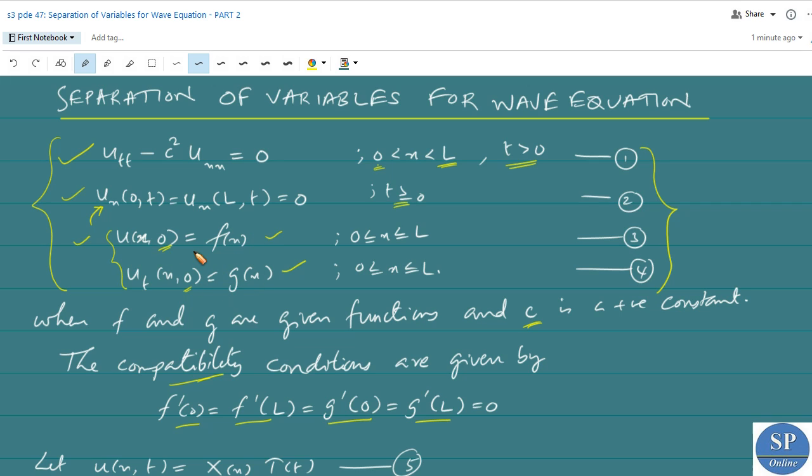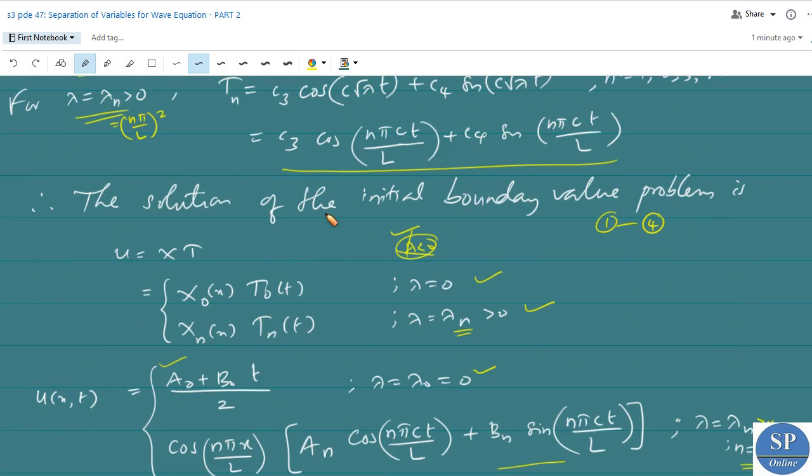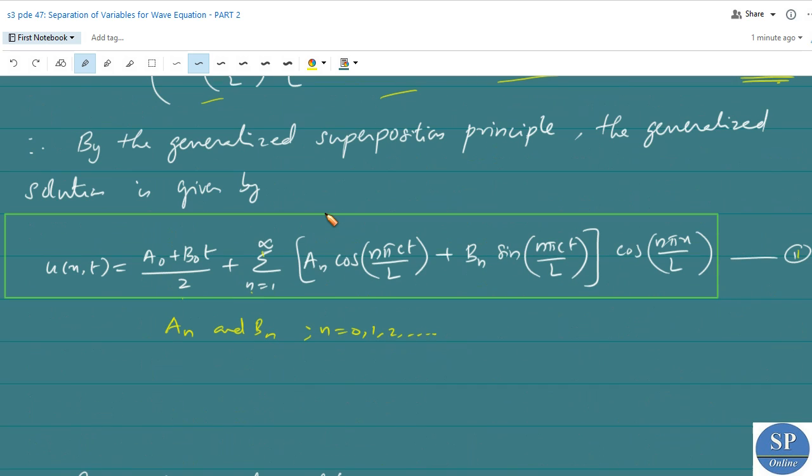Okay. So when we find the solution of this differential equation u_tt minus c square u_xx equals 0 along with the boundary condition, we obtained the solution as u of x,t equal to a naught plus b naught t by 2 plus summation n from 1 to infinity (a n cos n pi ct by l plus b n sin n pi ct by l) into cos n pi x by l. Okay, so number it as 11.